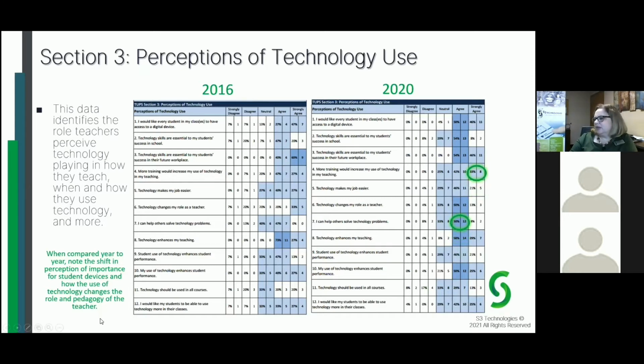There we go. So these are, again, areas that we really targeted, was helping others solve problems, and the shift there that most of them feel like they can help others. They felt that more training would increase their use of technology. They all strongly agree with that. And then student use of technology enhances student performance. They used to feel like it was a distraction and it took away from learning. So these are some numbers that are pretty interesting to see. And again, they were targeted areas.